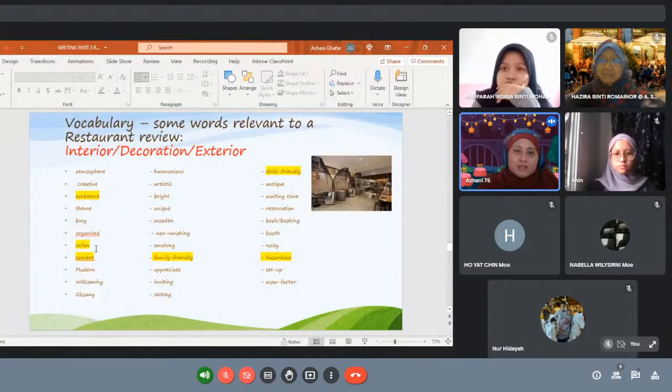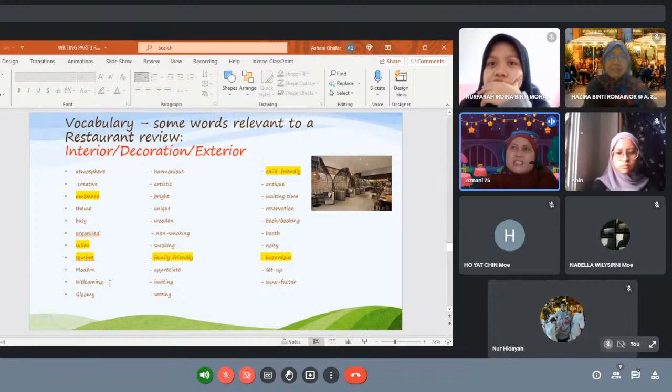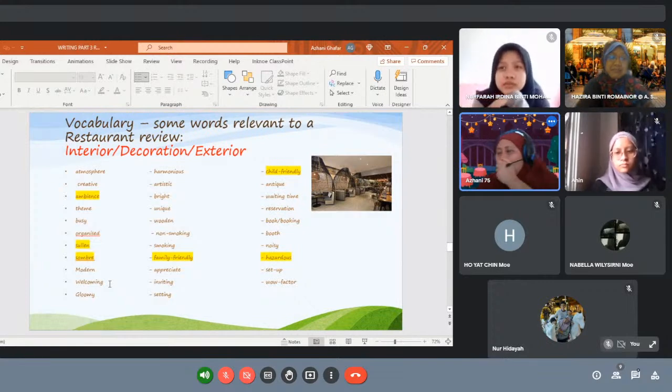Next, sullen and somber. These are negative words. It's like when you go into the cafe or into the restaurant, you feel so gloomy. You don't feel happy. It's not cheerful at all. Maybe the paint is old. Sorry.